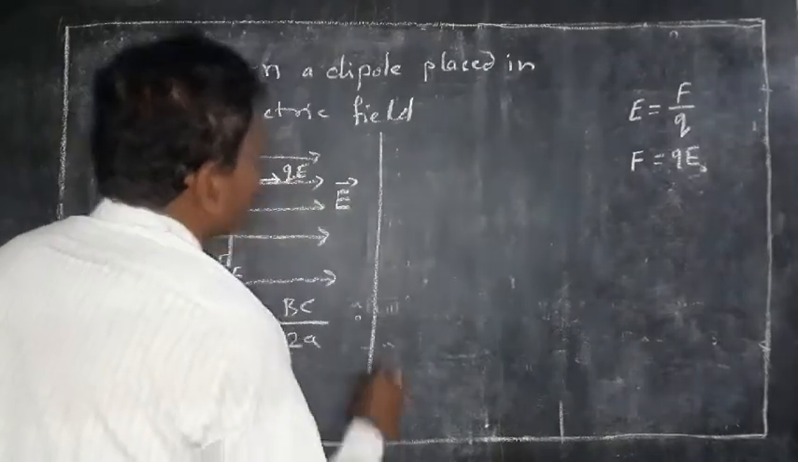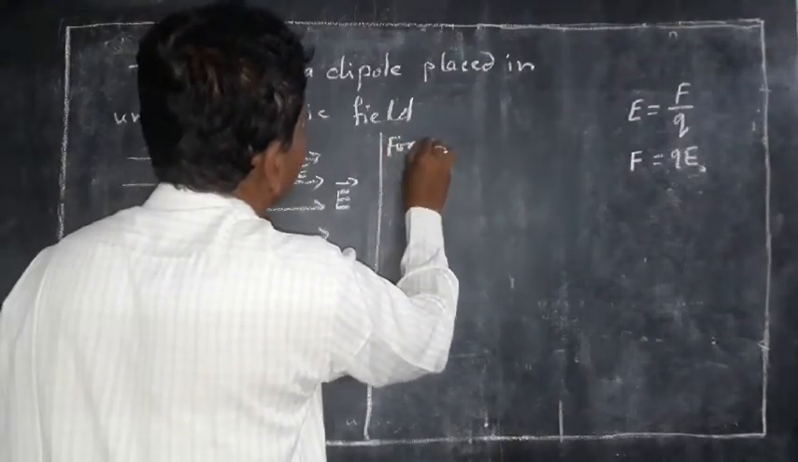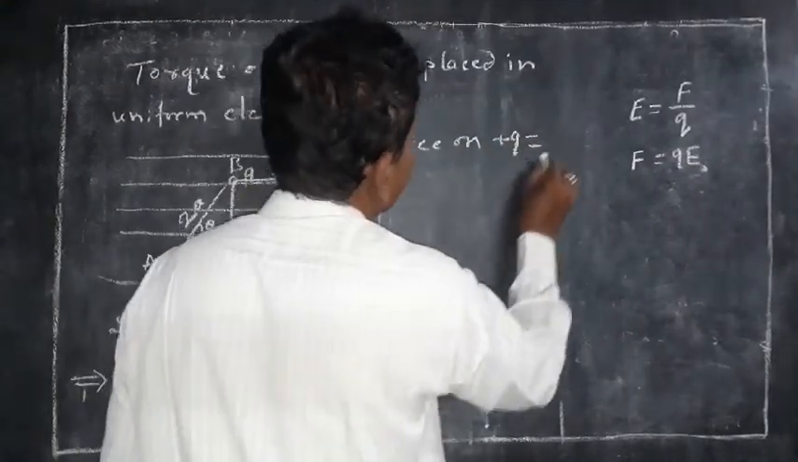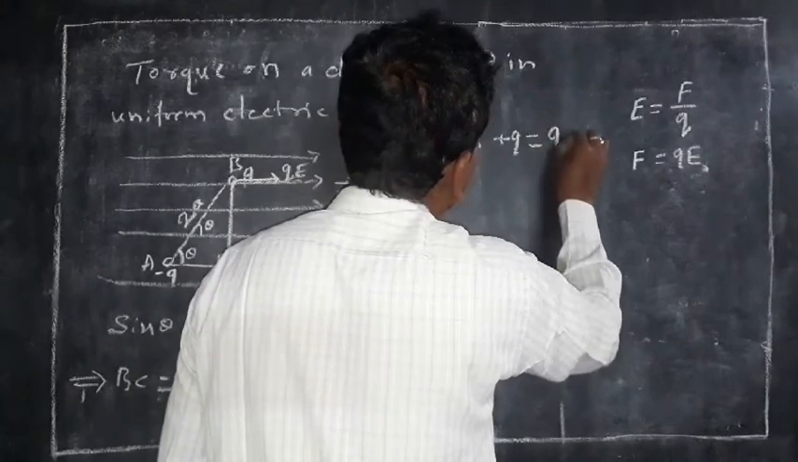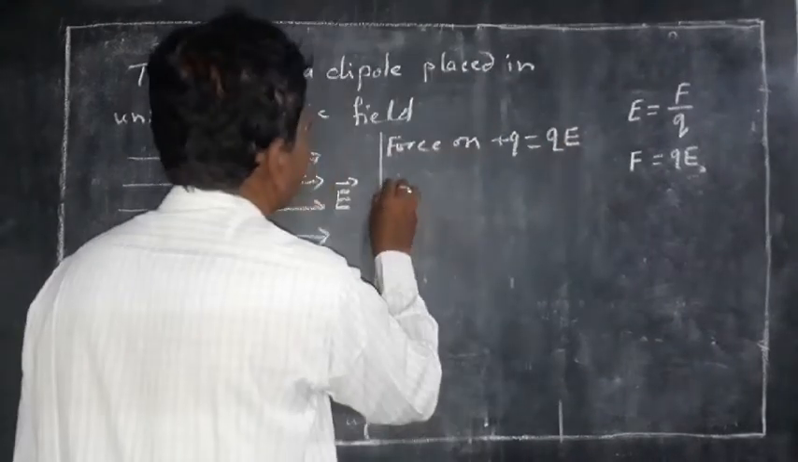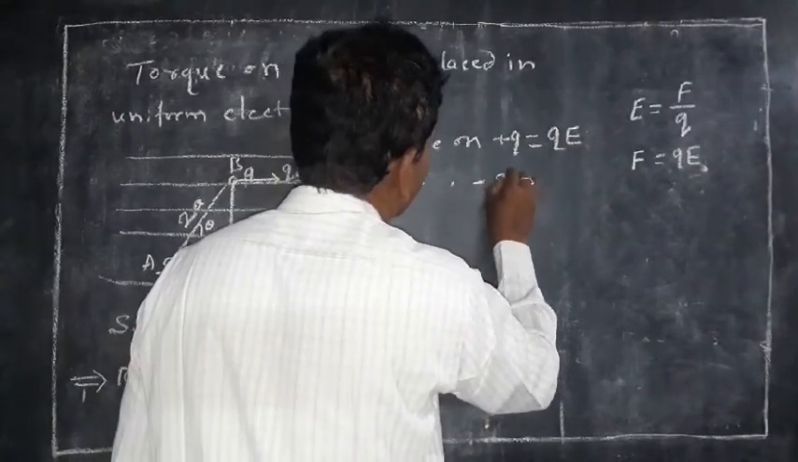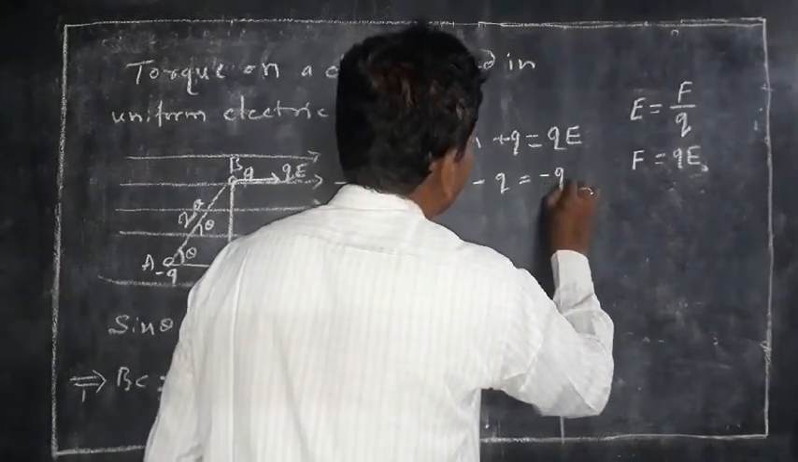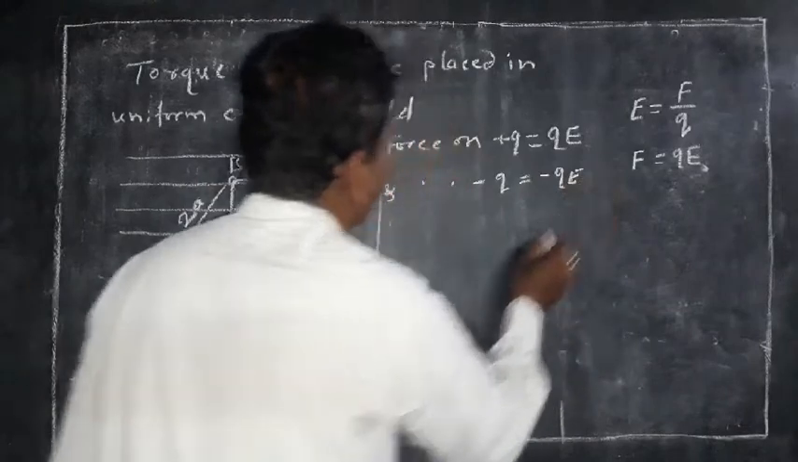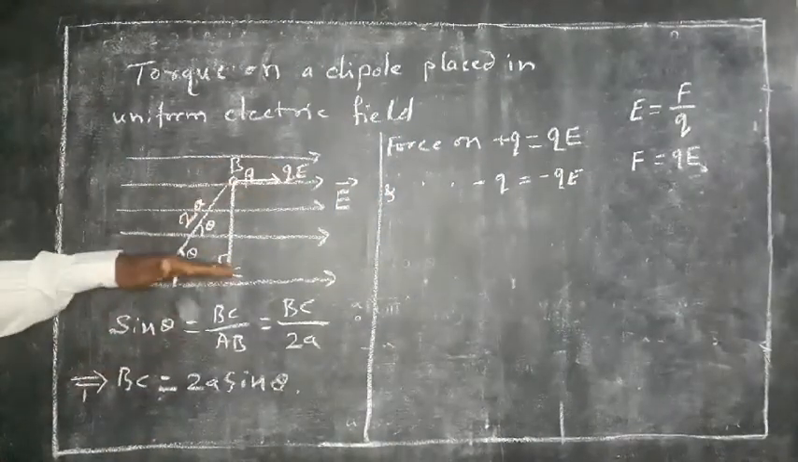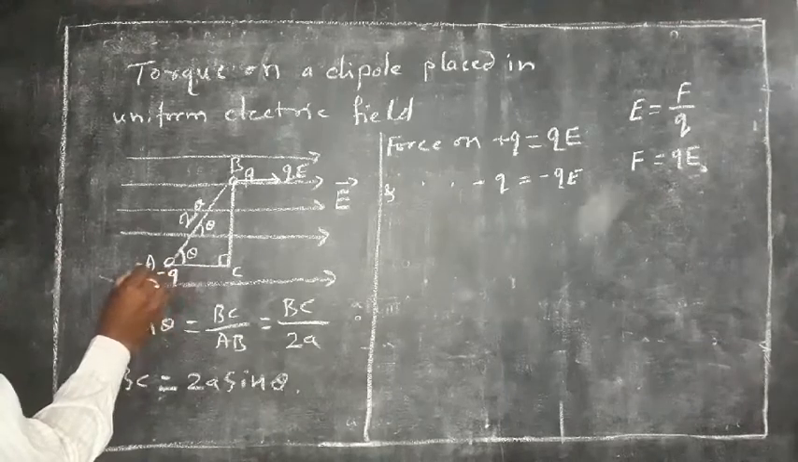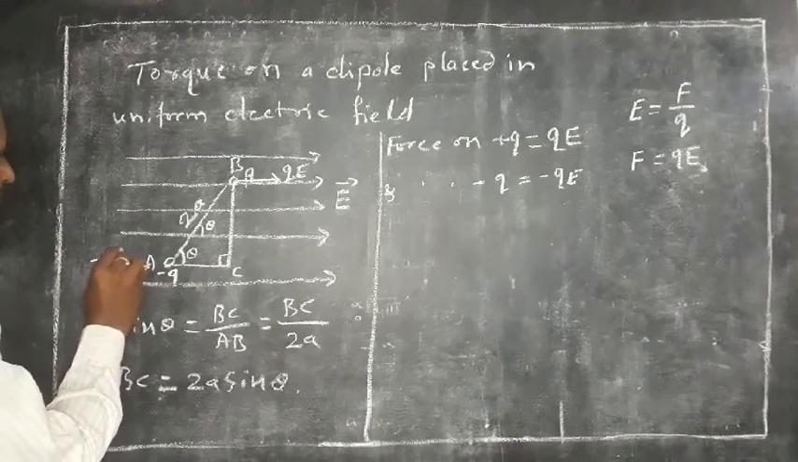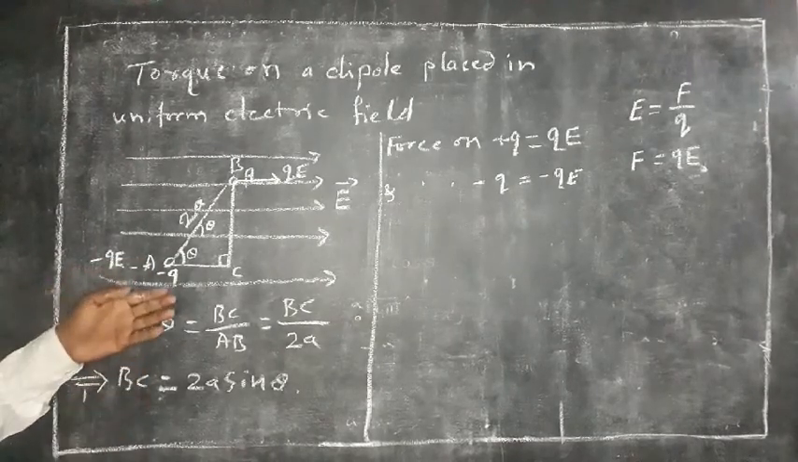Therefore, force on plus Q is equal to Q into E, and force on minus Q is equal to minus Q into E. The plus QE and minus QE are in opposite directions. The force experienced by minus Q is minus Q into E.